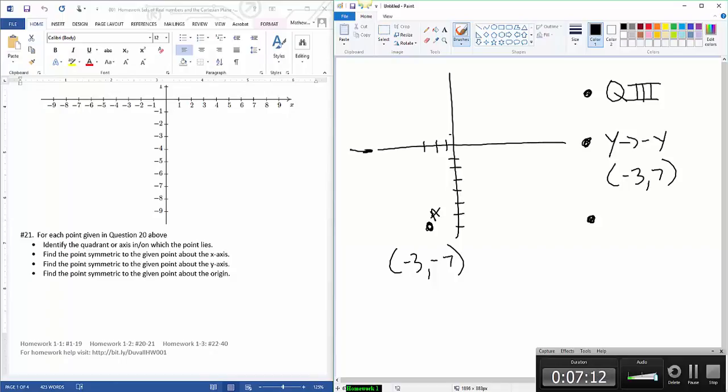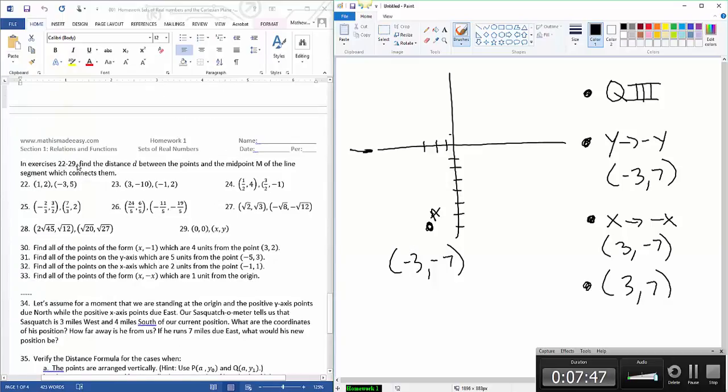Then it says find the point symmetric about the y-axis. Here's my y-axis, so the x is changing and the y is staying the same. My x is going to -x, so that's going to be +3, -7. And the last bullet point says about the origin, which just means you add a negative to both, so that's going to be 3, +7.